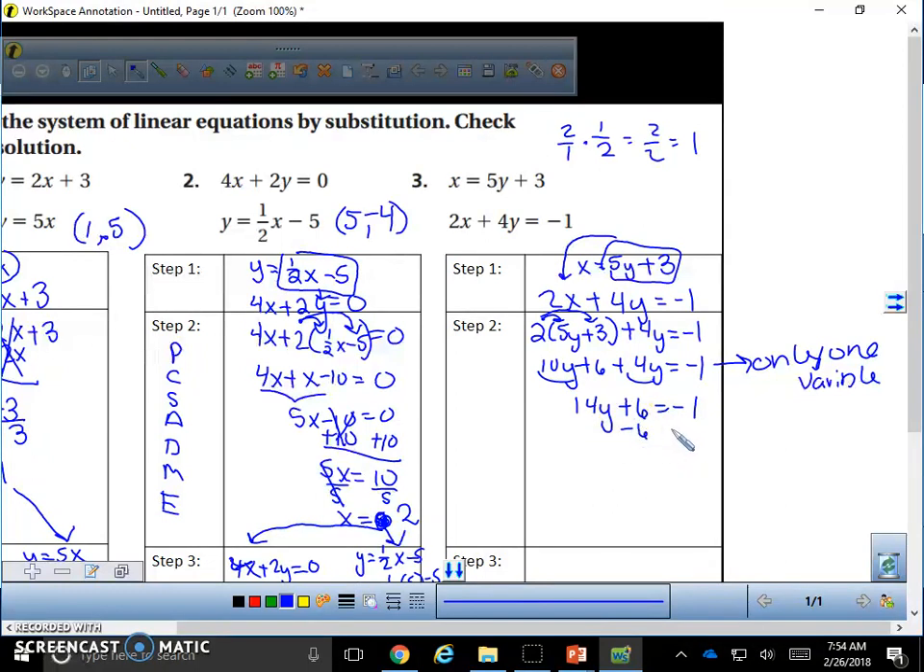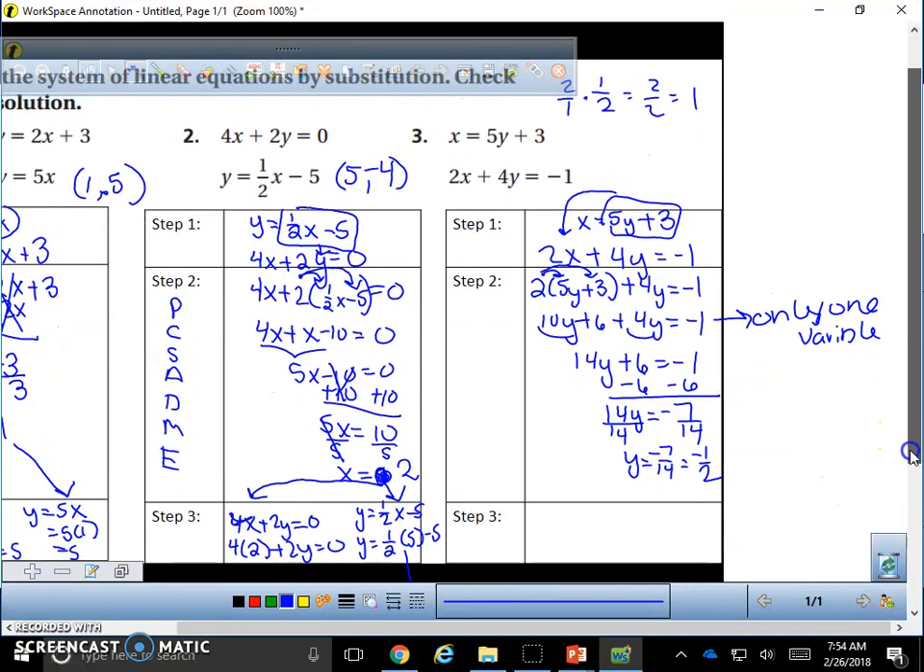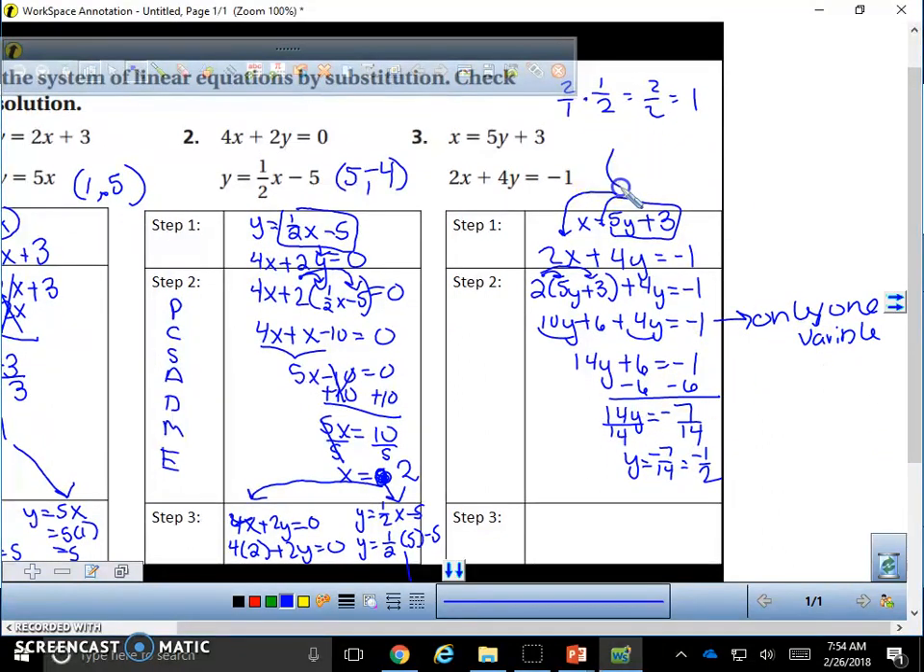Take away 6. Take away 6. 14y equals negative 7. Divide by 14. Y equals negative 7/14, which is equal to negative 1/2. All right, now we're ready to plug in. I know for sure none of you would solve this with a negative 1/2. You'd hate it. So it's easier to do the substitution.